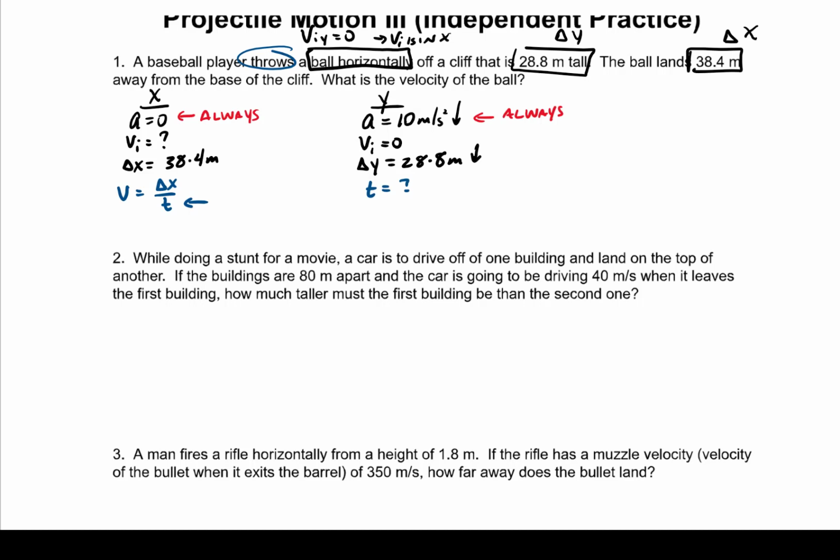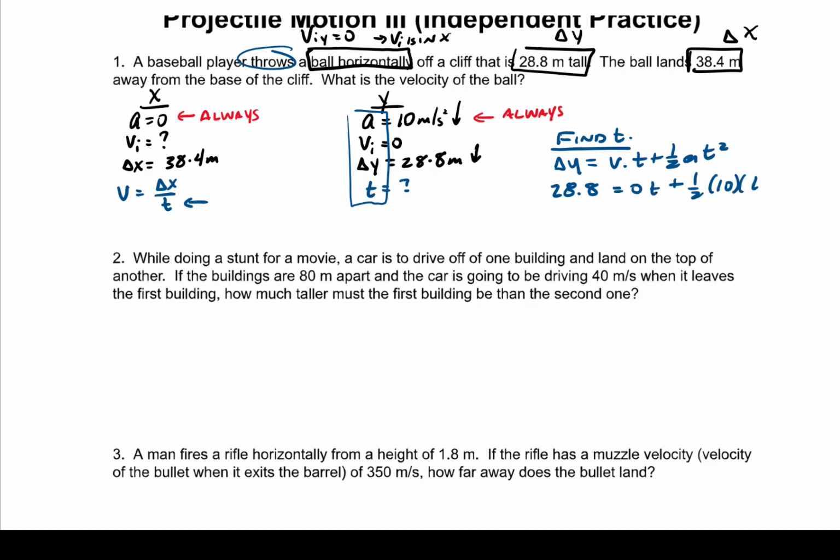So I have acceleration, initial velocity, delta y, and time. So the equation I want to use, I got to find the time. Delta y is equal to initial velocity times time plus 1/2 at squared. So we're just going to plug everything in. 28.8 is equal to 0 times time plus 1/2 times 10 times time squared. That 0 goes away, so I have 28.8 is equal to 5t squared.